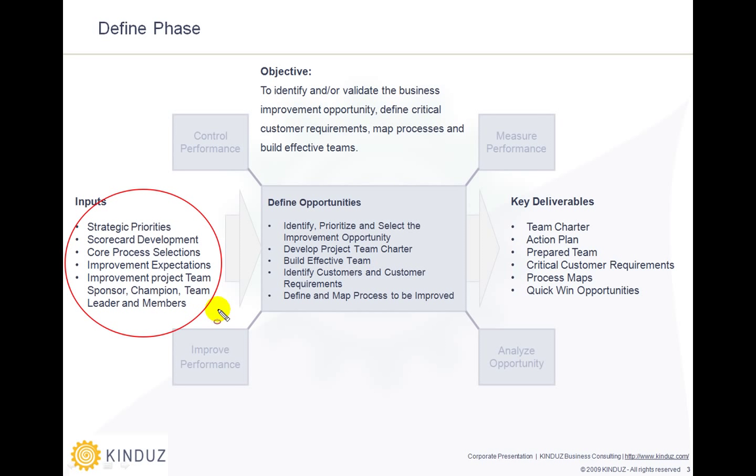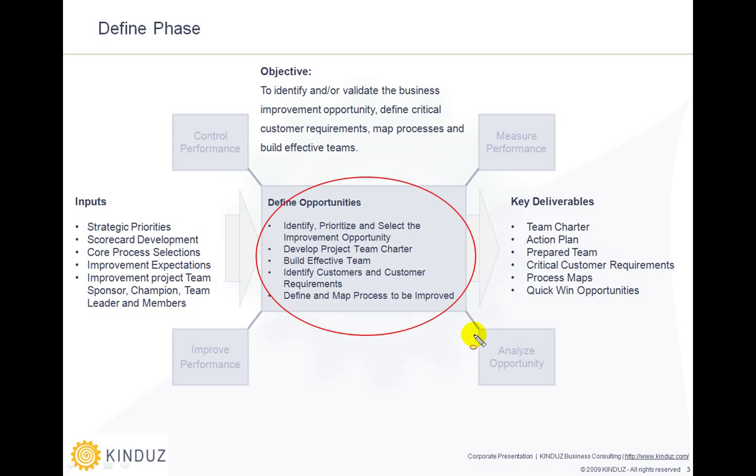What you do in this define phase is you identify improvement opportunities. So for example, the goal could be improvement in sales, or improvement in customer satisfaction, or it could be improvement in customer satisfaction by reducing defects in a certain kind of product or service that you're delivering.